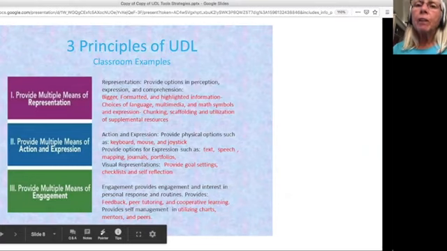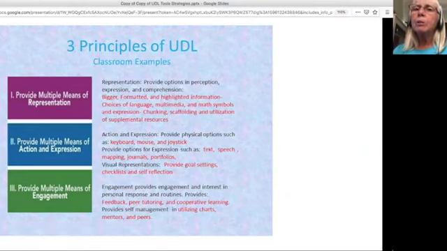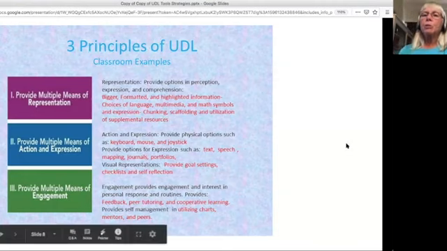All right, so this is just another graphic of the same thing, but it gives a few examples of ways to do it. So providing multiple means of representation: bigger formatted, highlighted information, so chunking, scaffolding, supplemental resources. And we encourage, of course, our student teachers to do all these things. Multiple means of action and expression: physical options, keyboards, mouse, and joystick. Well, now that's what we're doing for pretty much everything. Expression: text, speech, mapping, journals, portfolios, pictures, drawings, anything you can think of in there, and visuals.